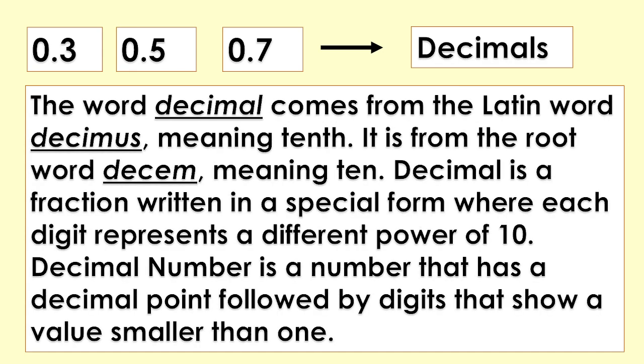0.3, 0.5, and 0.7 are called decimals. The word decimal comes from the Latin word decimus, meaning tenth. It is from the root word decim, meaning 10. Decimal is a fraction written in special form where each digit represents a different power of 10. A decimal number is a number that has a decimal point followed by digits that show a value smaller than 1.